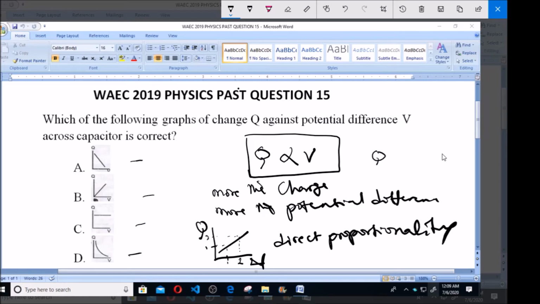If Q was inversely proportional to V, we are supposed to have a graph of this nature, because as this one is increasing, let's say at 10, this other one is going to be at 1. So the right option from what we have here is B. This is direct proportionality. This is inverse proportionality. This is remaining constant. And this is not a straight line relationship. So with that, B is the answer to our question.